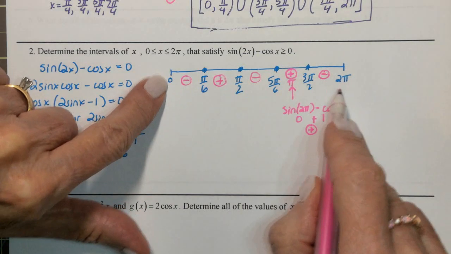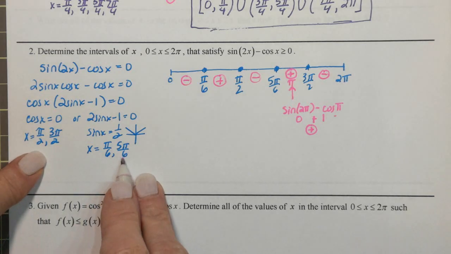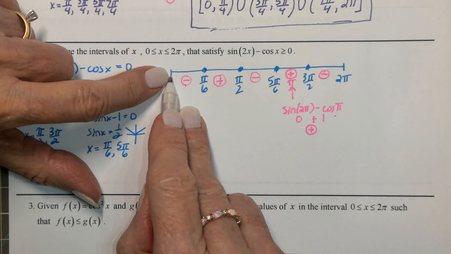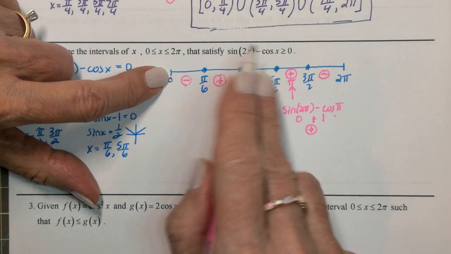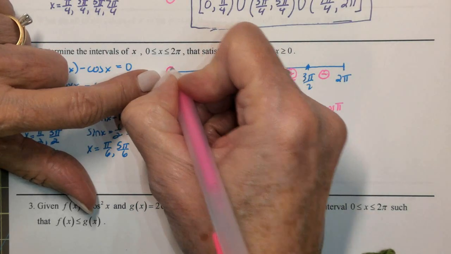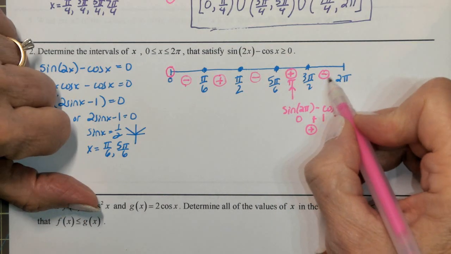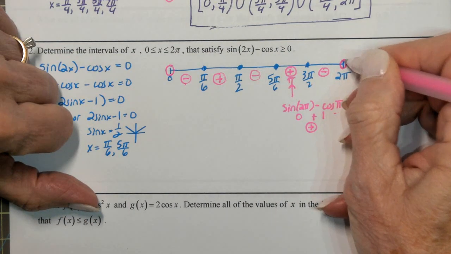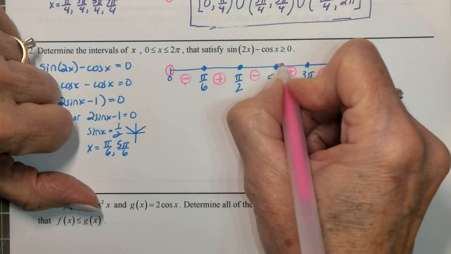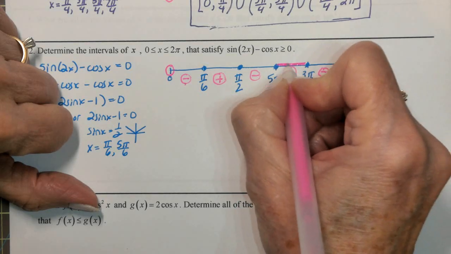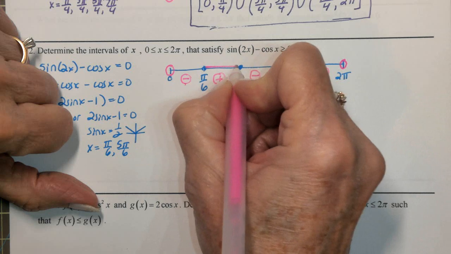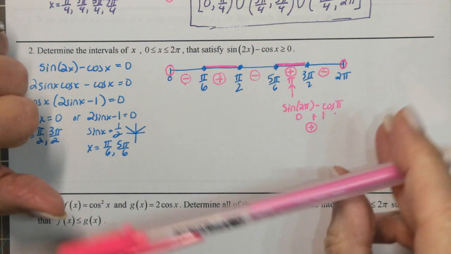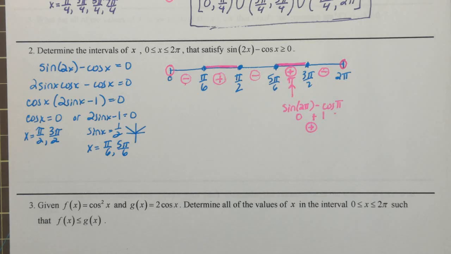0 and 2 pi were not where it was equal to 0. So if it's negative here, it's going to be negative there. And we don't want negative, so that's an open circle there. If it's negative here, it will be negative at 2 pi as well, so we don't want that either. We want only the positives, so we want positive and positive. There's only 2 intervals where we're above the x-axis, where we're positive.